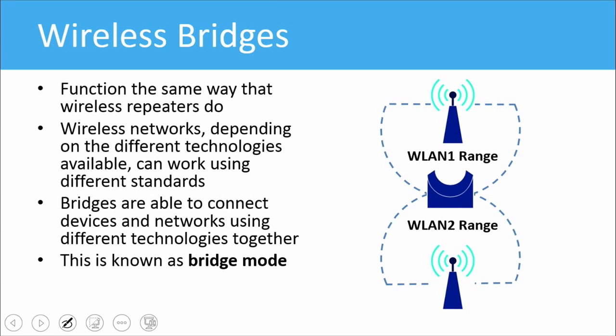Next, bridges. Bridges function in a very similar way to repeaters. Bridges sit in between two different wireless local area networks though. And just like bridges in real life that connect two different sides of a ridge or maybe a gully, they bridge those two networks together and connect them. This is known as bridge mode.